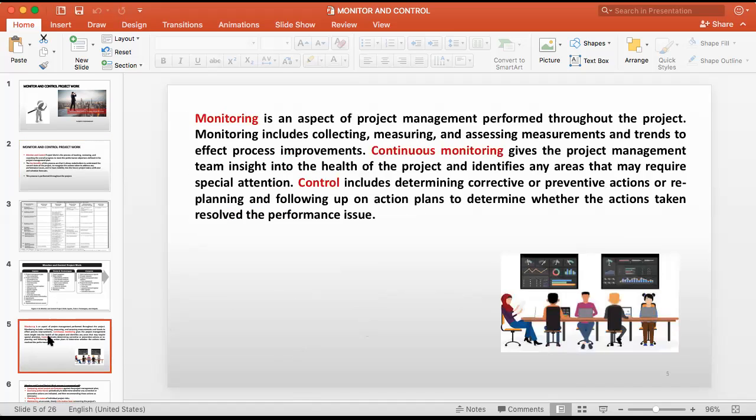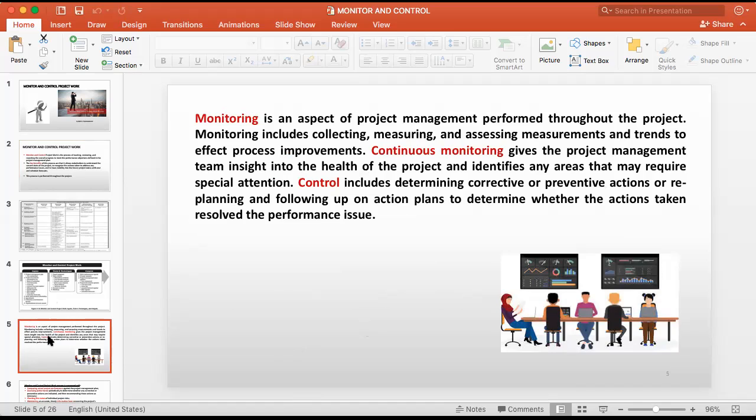So monitoring is an aspect of project management performed throughout the project. Monitoring includes collecting. So what do you get in this monitoring? What do you do in the monitoring? You collect, measure, assess.